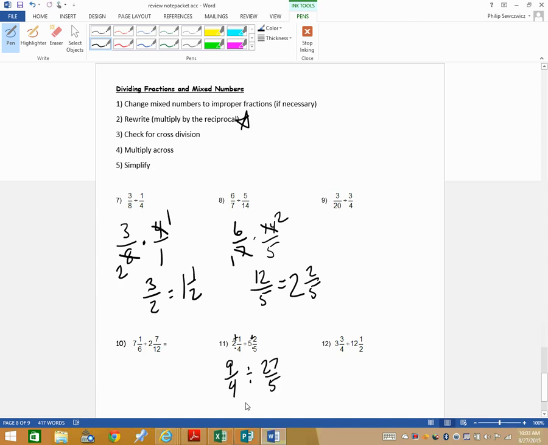I've changed. Now I'm going to rewrite. So we leave the first fraction alone, 9/4. We multiply, and then we take the reciprocal. We're looking for cross division. All right. 4 and the 5. Nope. 9 and 27. Oh, yeah. 9 fits into 9 one time, and 9 fits into 27 3 times. So now we can multiply across, and we will be done.